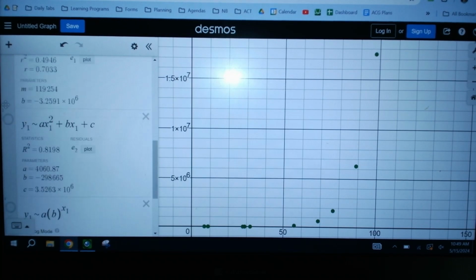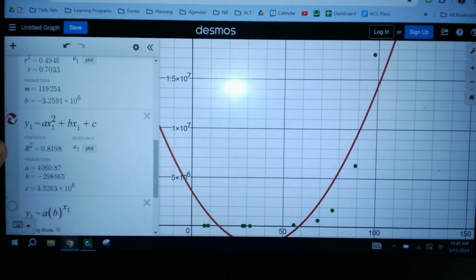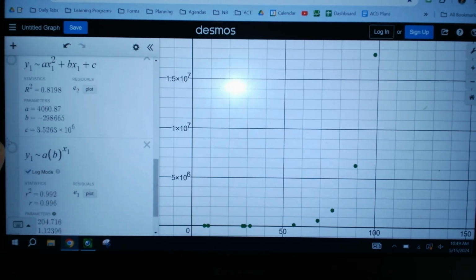Let me hide that and pull up the quadratic. Hey, that kind of does follow the trajectory a little bit better, and it says that the option is about 82% accurate. But we had a more accurate option with the exponential down at the bottom. That follows it almost to a T. That's why it's 99% accurate.